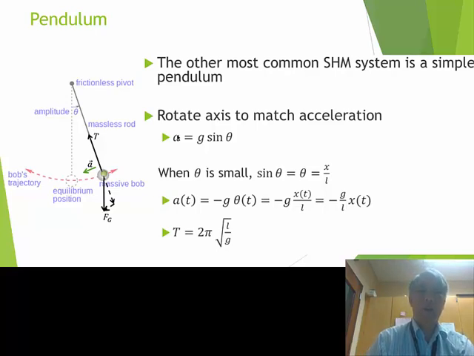So a of t is going to equal minus g theta of t, realizing that theta of t, like I said, is really going to be x of t divided by L, and reorganizing it becomes minus g over L times x of t. Following the same approach that we did for the mass spring, period turns into 2 pi times the square root of the length of the pendulum divided by g. Understand this is a simple pendulum where we have basically a massless rod or a string and then a weight on the end. We'll talk about a physical pendulum in a few slides.